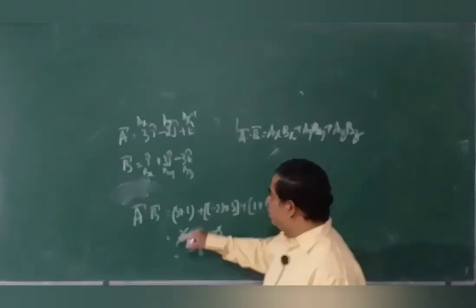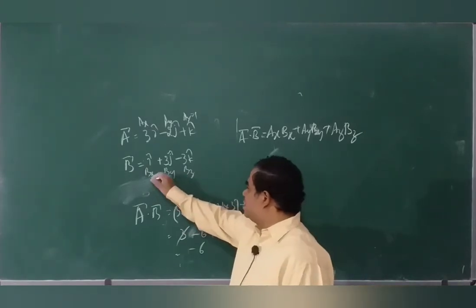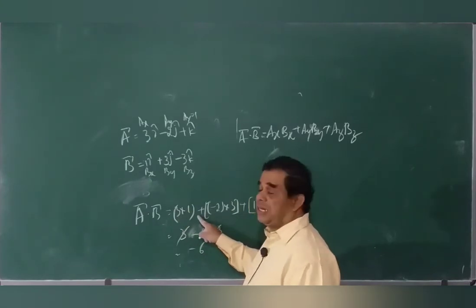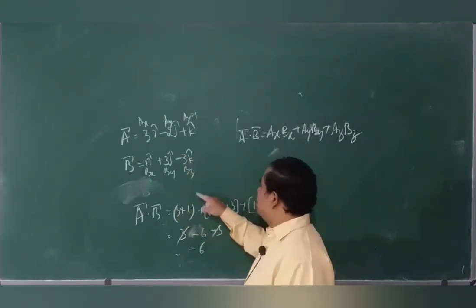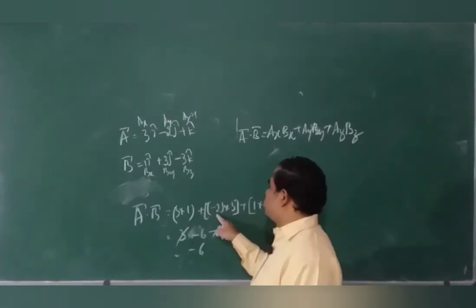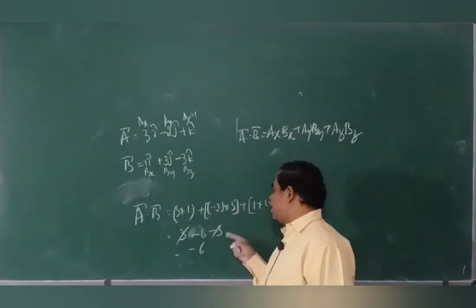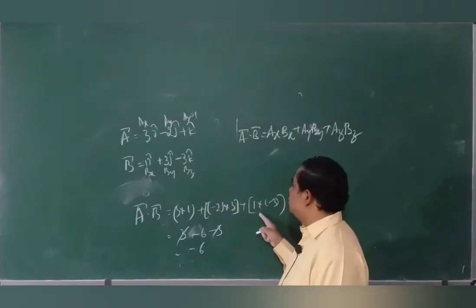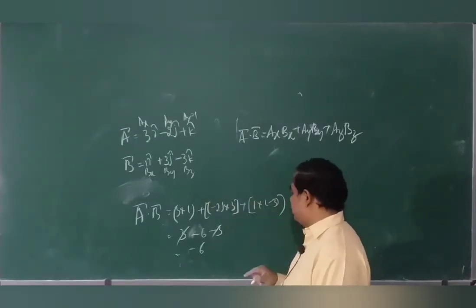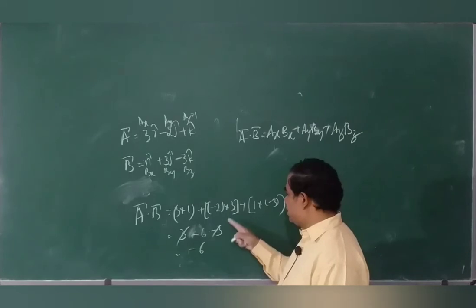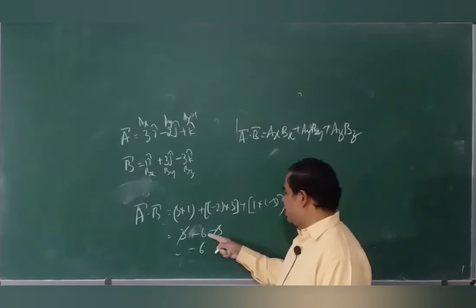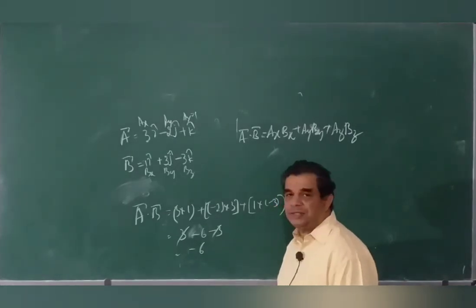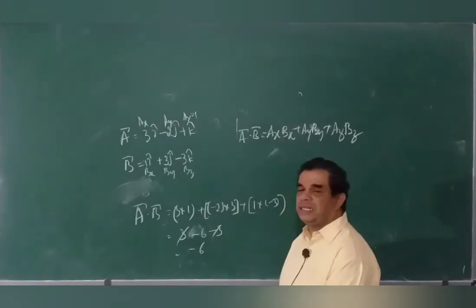Let us go through it once. Say here Bx, only 1 is there. So 3 into 1, I have written, Ax Bx, plus Ay By. Ay is minus 2, By is 3, like that. Az is 1, Bz is minus 3. So minus 3 into 1 is minus 3, 3 into minus 2 is minus 6, 3 into 1 is 3. So minus 3 plus 3 cancels, minus 6 is the answer. So this is how we calculate the dot product.